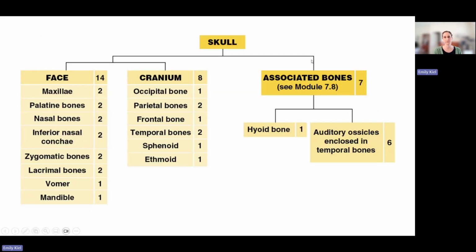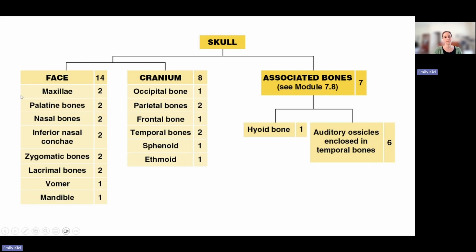So when we look at the skull, we've got the associated bones. The associated bones are the hyoid bone and then our auditory ossicles. And then the skull is divided into the face and the cranium. The cranium is what's going to be holding the brain. You can think of the game Cranium, which has that brain on the box. Your cranium is made up of 8 bones. You have 1 occipital bone, 2 parietal bones, 1 frontal bone, 2 temporal bones, 1 sphenoid bone, and 1 ethmoid bone.